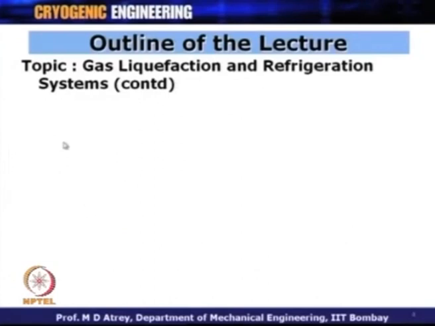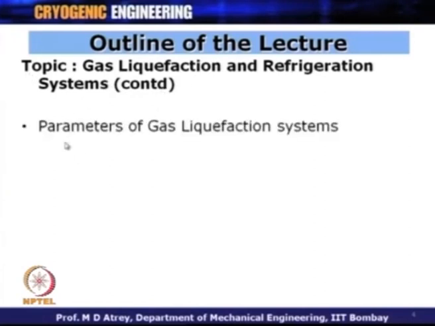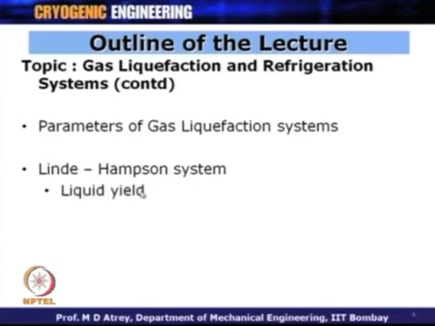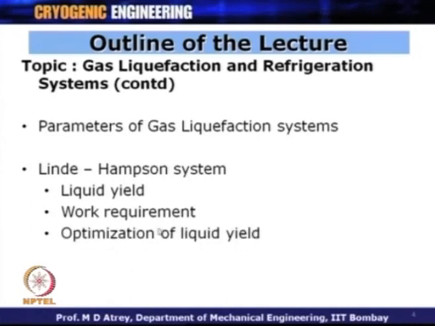Extending whatever we have learned in the earlier lecture, the outline of today's lecture again revolves around the topic of gas liquefaction and refrigeration systems. What we study today is the parameters of gas liquefaction systems, and then we will come to the first practical system, which is the Linde-Hampson system, where we talk about liquid yield, work requirement and optimization of liquid yield. All these are calculations based on formulae and their derivation. We will try to understand how the Linde-Hampson system behaves.